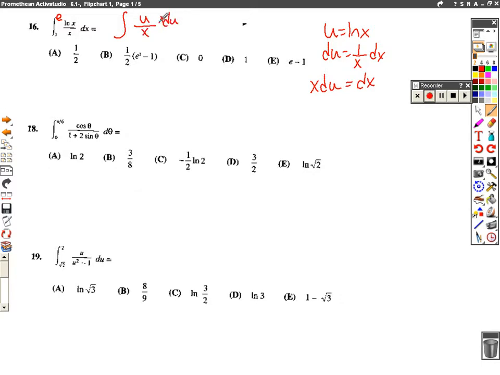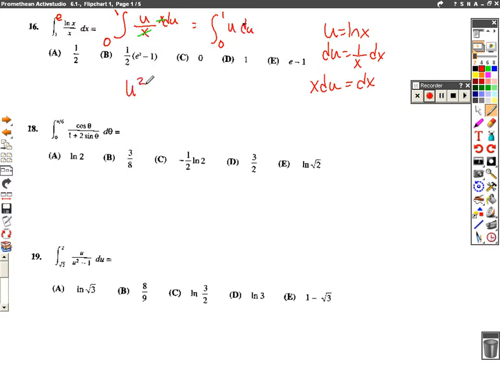I apologize. And I'm also going to change my bounds now because I've changed things into u. So I'm going to plug 1 into the ln of x, and the ln of 1 is 0. E into the ln of x, and the ln of e is 1. And I will see that now that I've done my u substitution, my x's cancel out. So this whole thing becomes the integral from 0 to 1 of u du.